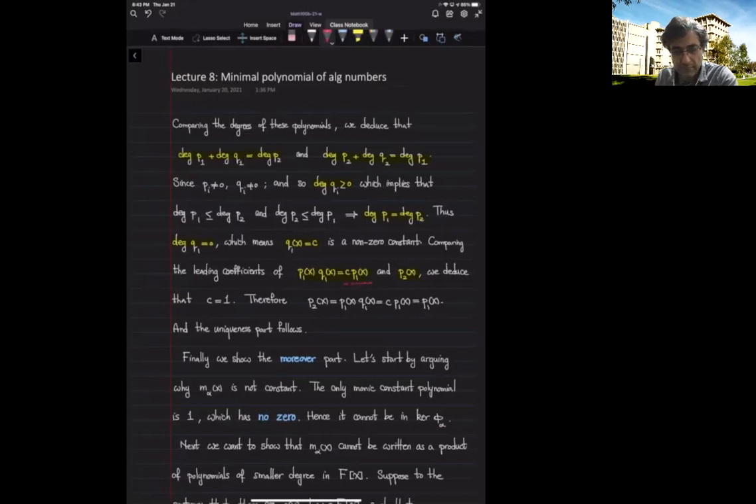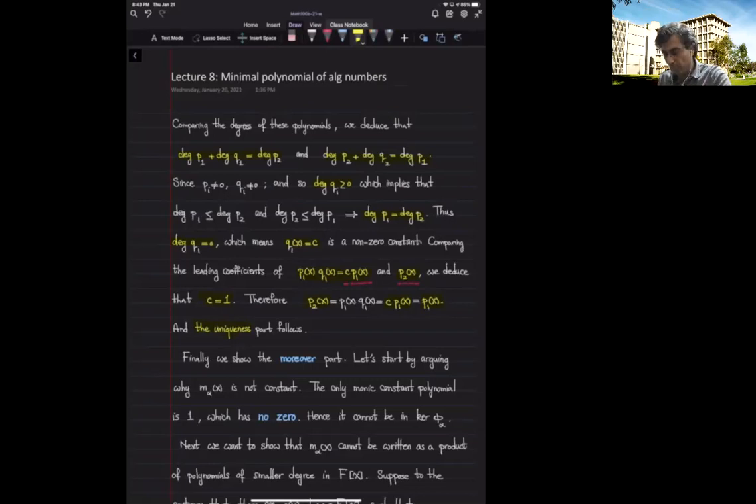Now, if I compare the leading coefficients of both sides, the leading coefficient of this side is C, because the leading coefficient of P1 is 1, as P1 is a monic polynomial. And the leading coefficient of P2 is 1 because it's a monic polynomial. So we end up getting that this constant C should be 1, which means P2 is C times P1, and C is 1, therefore it is P1. And this implies the uniqueness of the monic polynomial that generates the kernel of the evaluation. Therefore, we can talk about the minimal polynomial of an algebraic number.